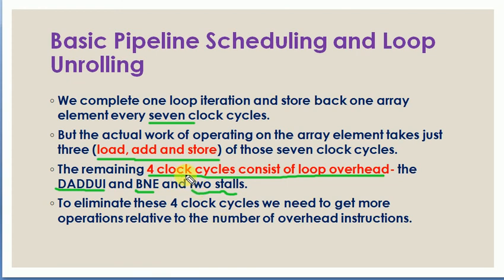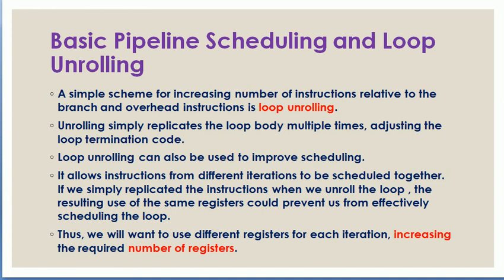To eliminate these 4 clock cycles, we need to get more operations relative to the number of overhead instructions. So how can we eliminate these 4 clocks? We cannot do anything on this load, add and store, but we will try to reduce these 4 clock cycles, which is actually loop overhead. So what we can do, we will see, we are using a mechanism called loop unrolling.